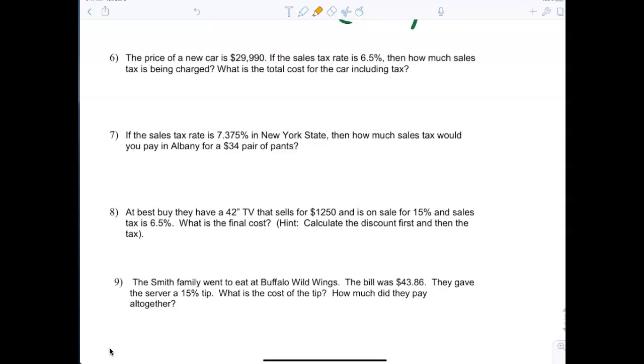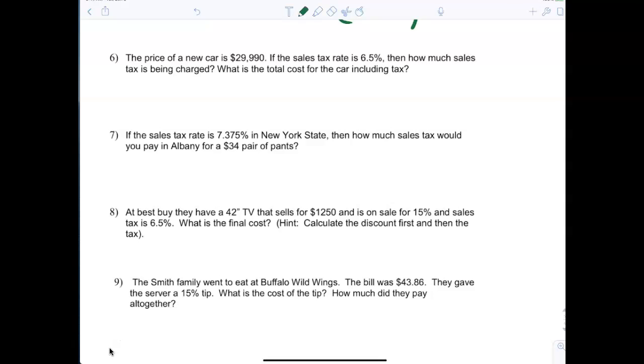So I have to figure out what the tax is. So I want to know how much tax. When you go buy a car, trust me, I recently purchased a car, and you pay a lot in taxes. Think about it, if you bought a $30,000 car and they're being charged 6.5%, tell me how much tax that is.